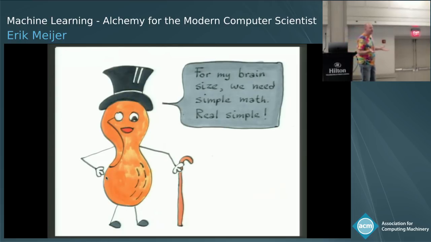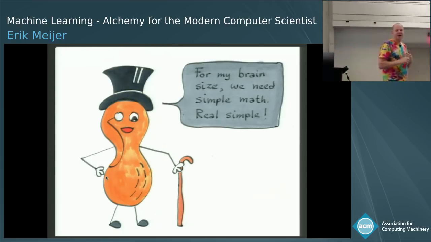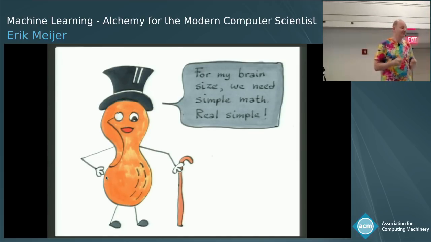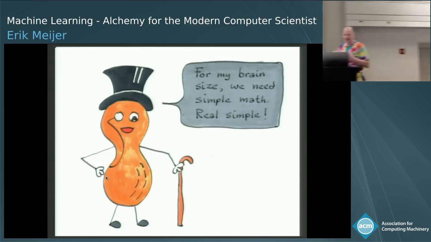And of course, my brain is the size of a peanut, so I just cannot handle that. So I really need mathematics, simple mathematics, and really simple. I really mean basic mathematics, right? Mathematics that every high school kid can handle.